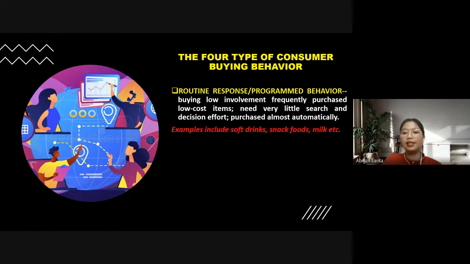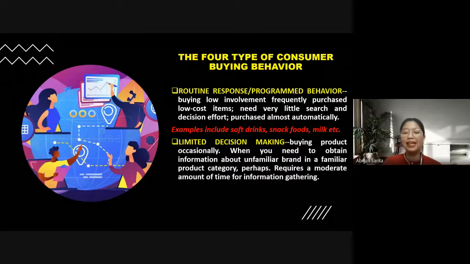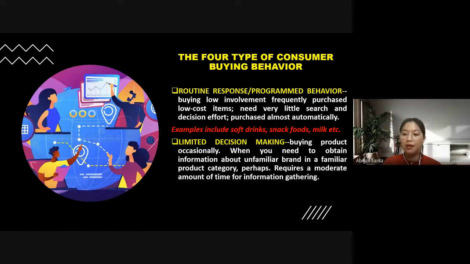Next, so yun, katulad ng sinabi ni Rain, examples include soft drinks, snack foods, milk, etc. So all the things that we need for survival. Next, limited decision making. When we say limited decision making, buying product occasionally when you need to obtain information about unfamiliar brand in a familiar product category perhaps requires a moderate amount of time for information gathering.